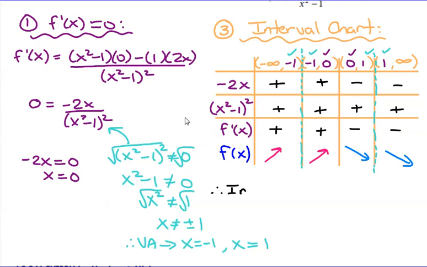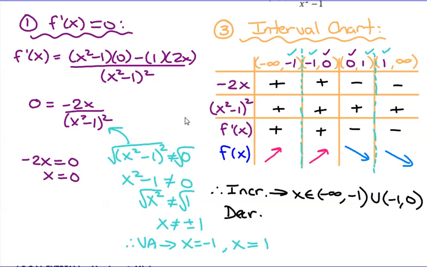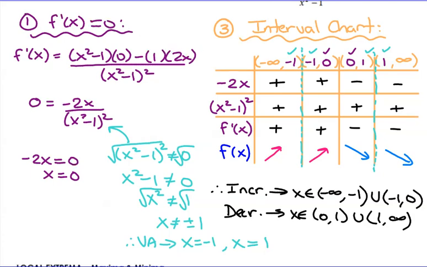So we would say it increases when x is negative infinity all the way to negative 1. So we're not including the negative 1 because there's an asymptote there. And from negative 1 to 0. And then decreasing when x is 0 to 1 and 1 to infinity. Okay, so far so good? All right, let's keep going.